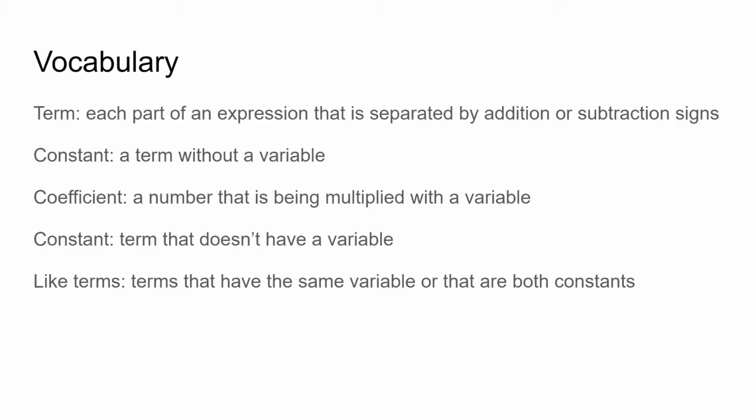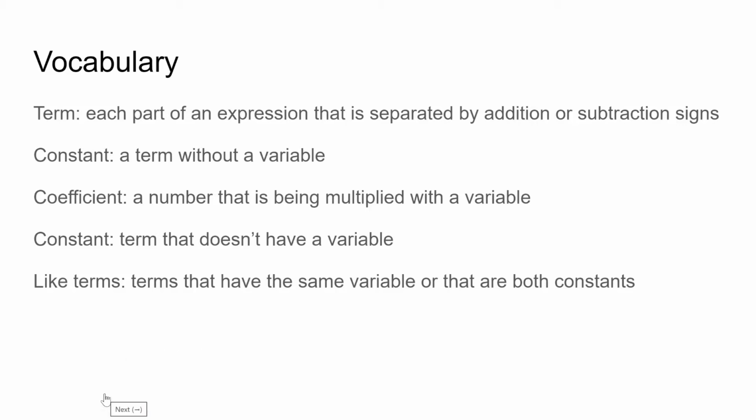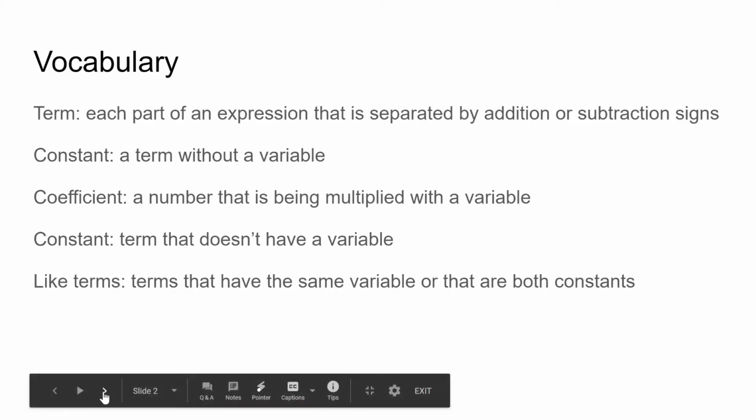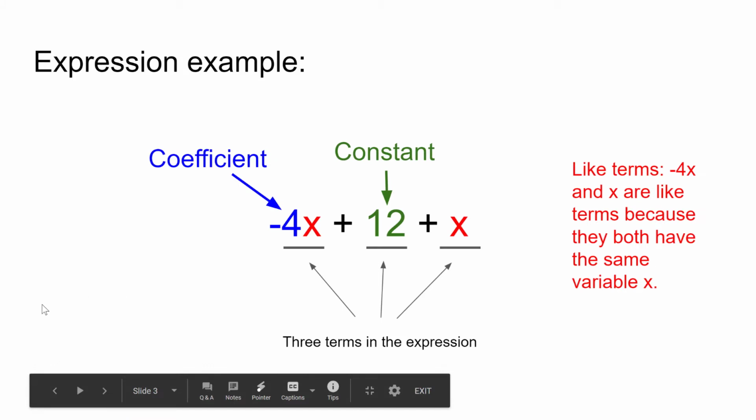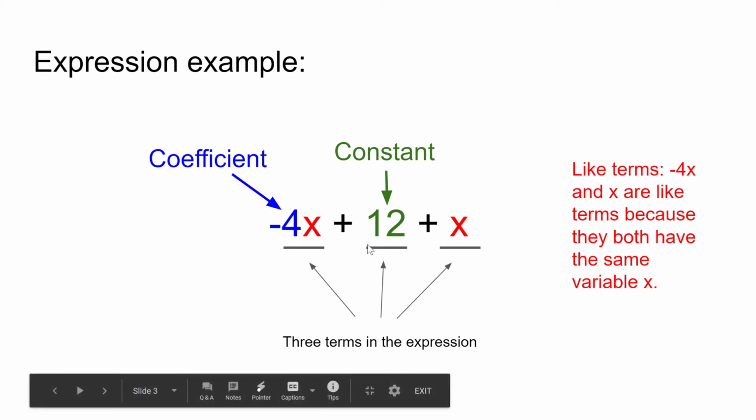Now, if you don't understand what these are, I think you'll understand if we look at our next slide because it's going to show us kind of an example and help us to explain these a little bit better. So let's start here with a term. A term is just each piece of an expression. You can see that in this particular expression, we have three terms.